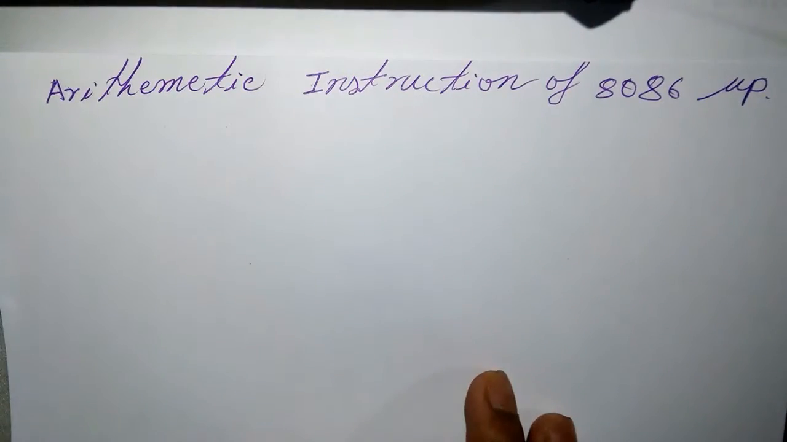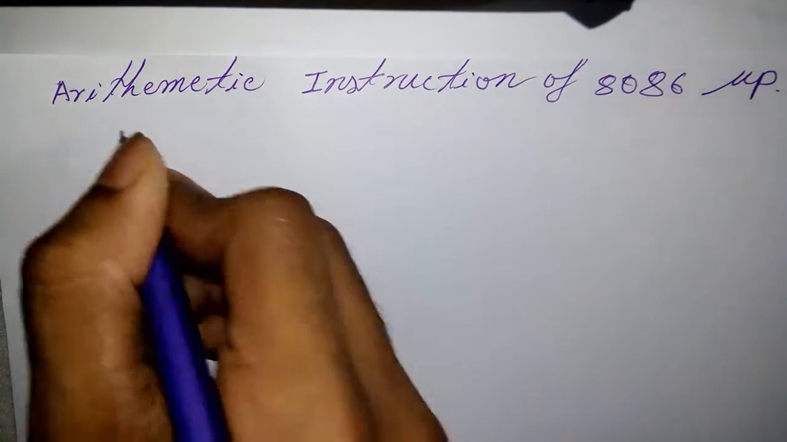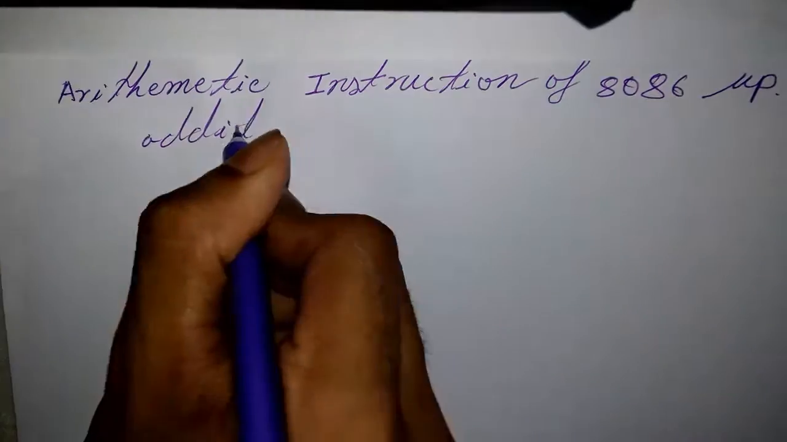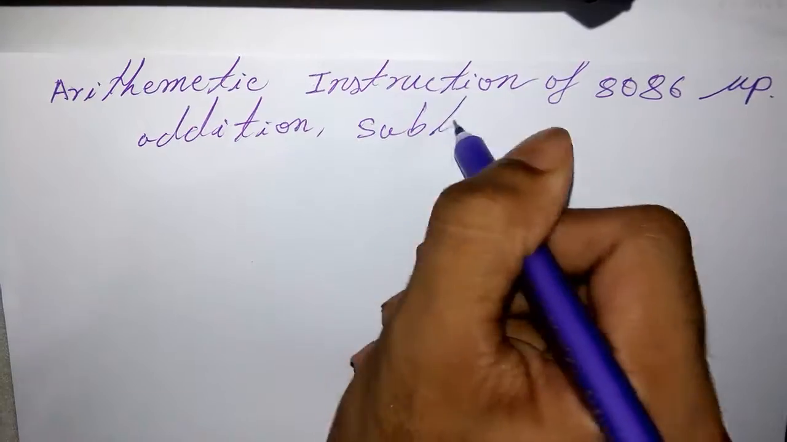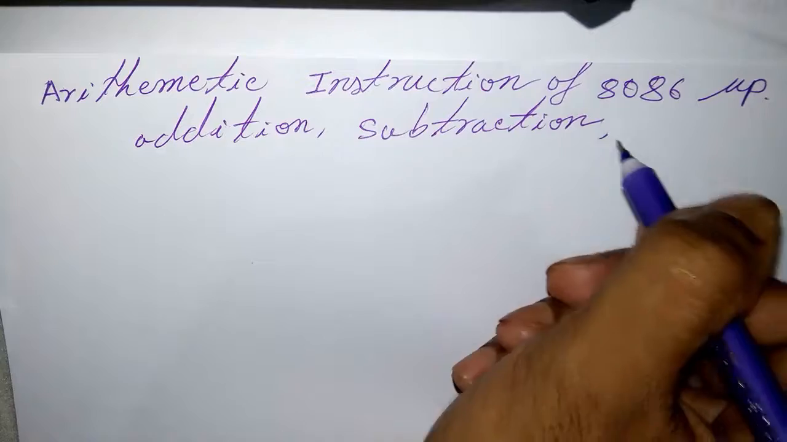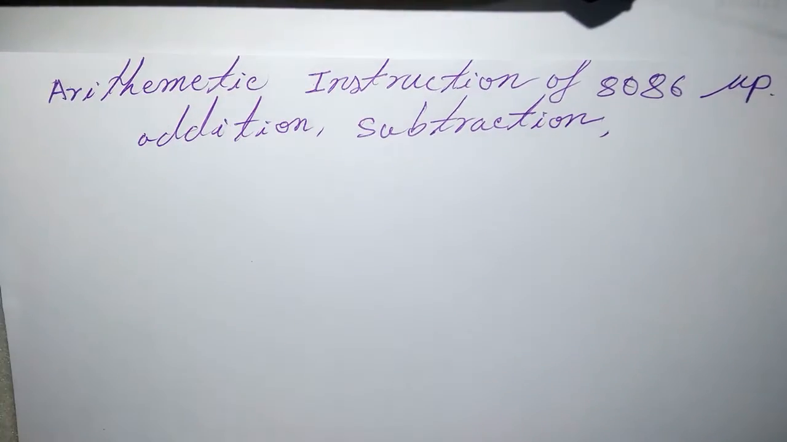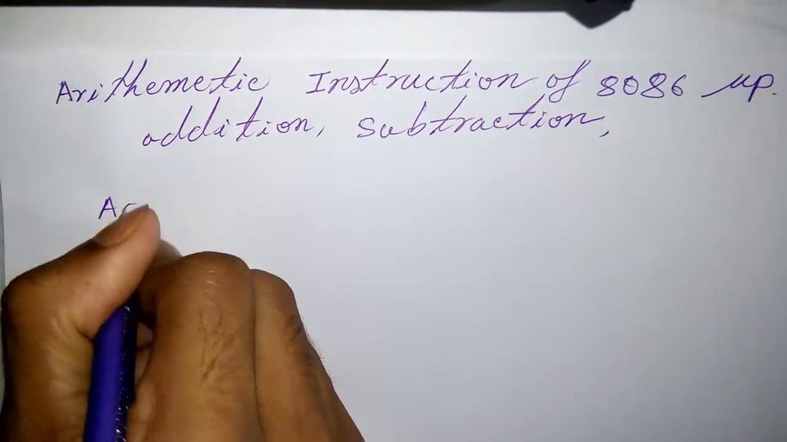Hello viewers, in this tutorial I discuss the arithmetic instructions of the 8086 microprocessor. These instructions are used to perform arithmetic operations like addition, subtraction, multiplication, division, etc. Okay. So first, the instructions to be performed for addition.